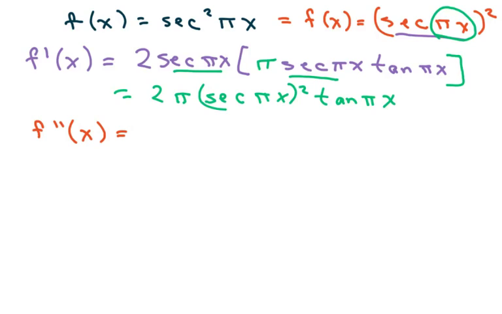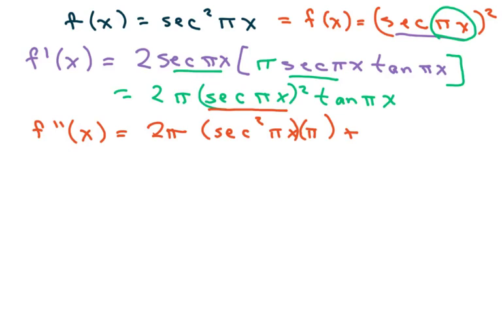We're going to have to use the product rule. So the first thing I'm going to do is write down my first term. Let's see, let me do this again. The first line is going to be 2 pi times the derivative of this, which is going to be secant squared pi of x times pi.